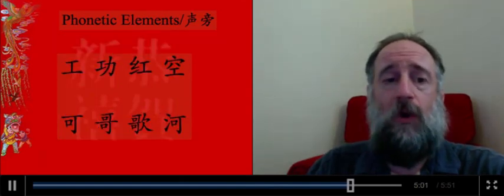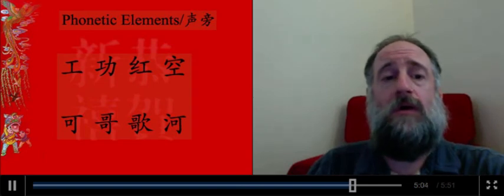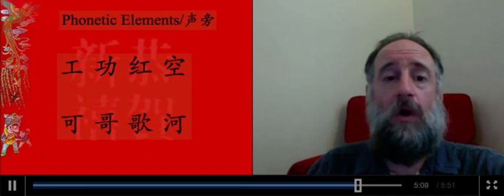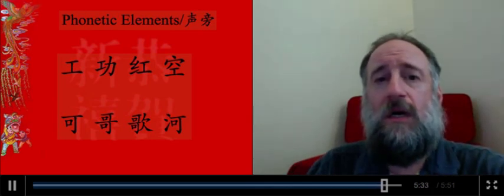First character, top row, gōng. Second one, also gōng. Third one, hóng. And fourth one, kōng. So you can see they all have that sound element, but they're pronounced differently, although you can hear the similarity. Next example, kē, kē, gē, gē, and hē. So again, same sound element, but k, h, g, slightly different sound.